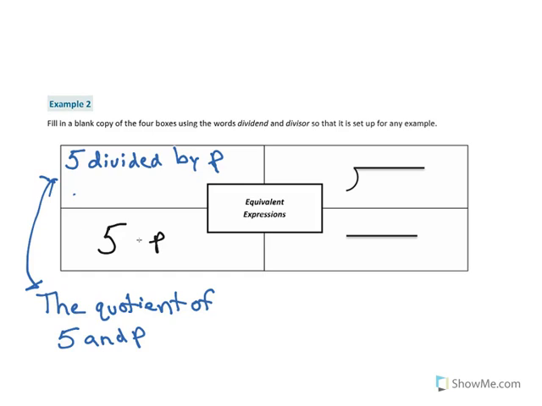Looking at our division sign, we're going to put 5 on the inside where the dividend goes and p on the outside where the divisor goes. That being the case, moving down to now our fraction, looking at the paper we just did, our dividend goes up top and our divisor goes on the bottom. Our dividend is 5 and that goes in the numerator and our divisor is p, and that goes in the denominator.